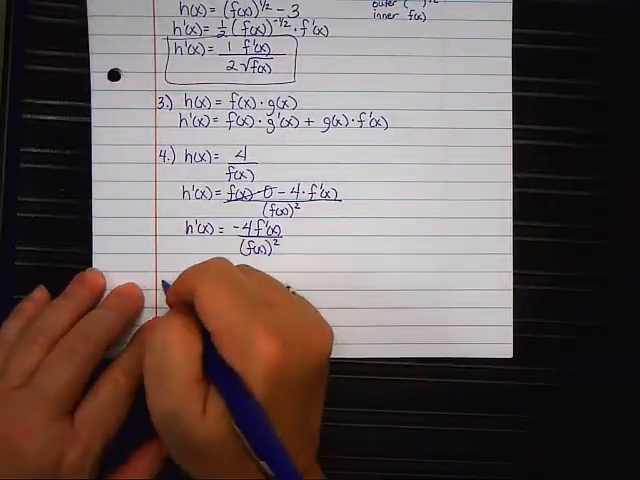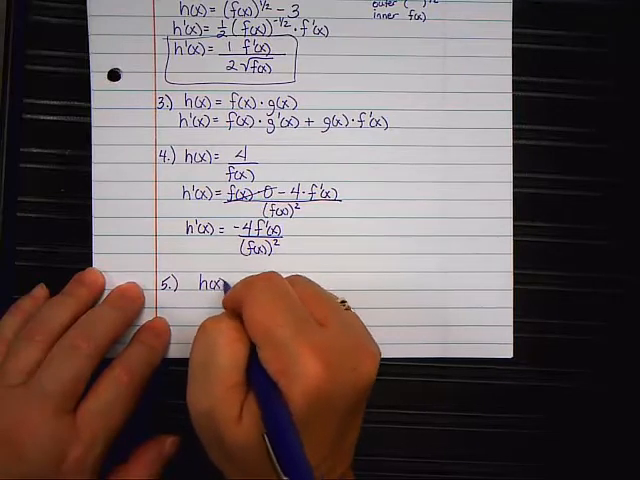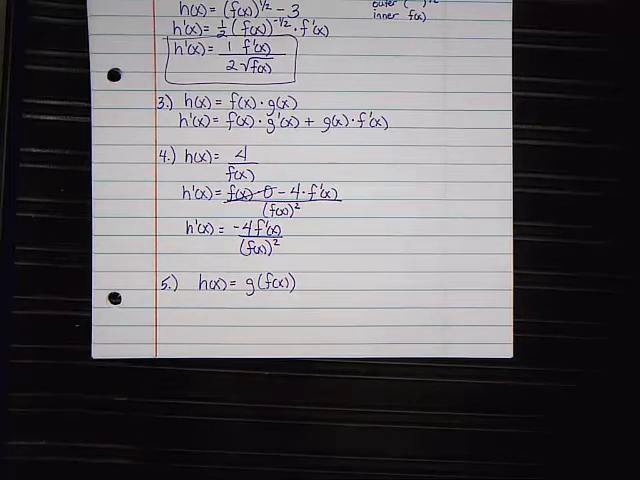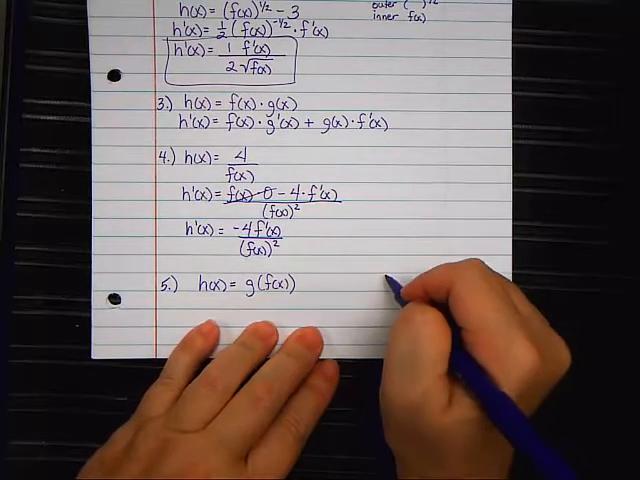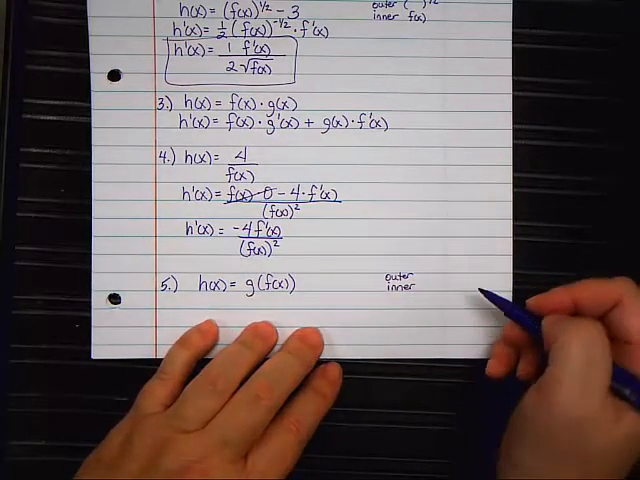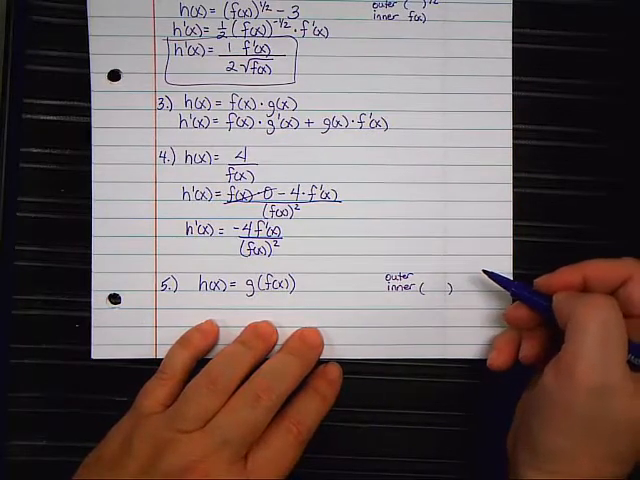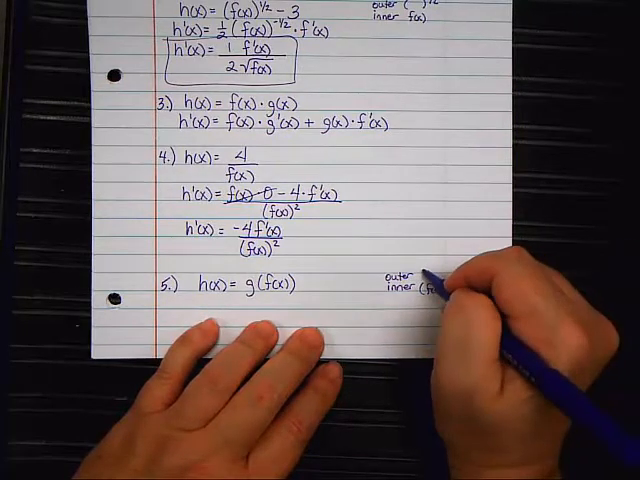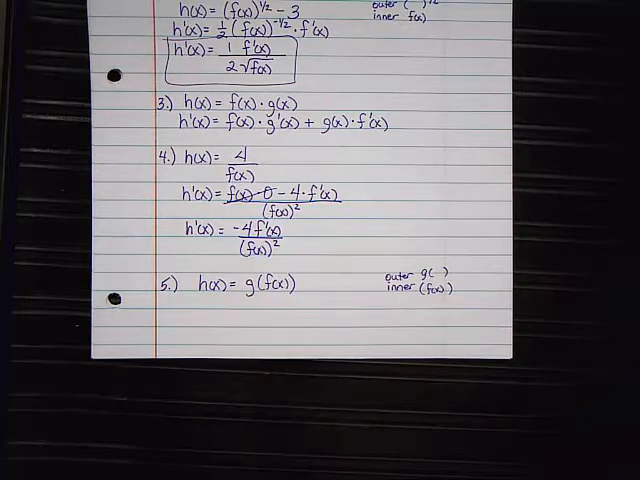Last one. Number 5. H of x equals g of f of x. I like this ABCD thing I just started doing. Product rule, quotient rule, chain rule, or none of the above? Chain rule. You've got a function inside of another function. So, outer, inner. What's the inner function? F of x. Now be careful. What's the outer function? G of parentheses.